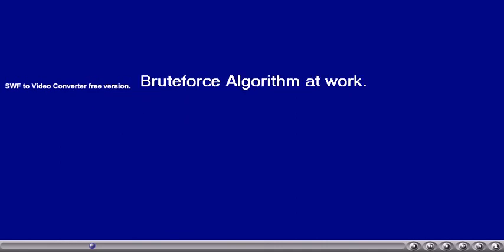The following slides demonstrate how a brute force technique works with another example.